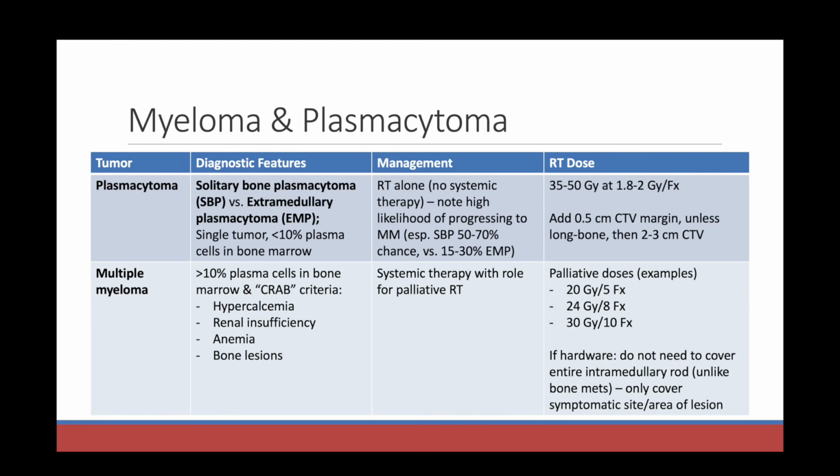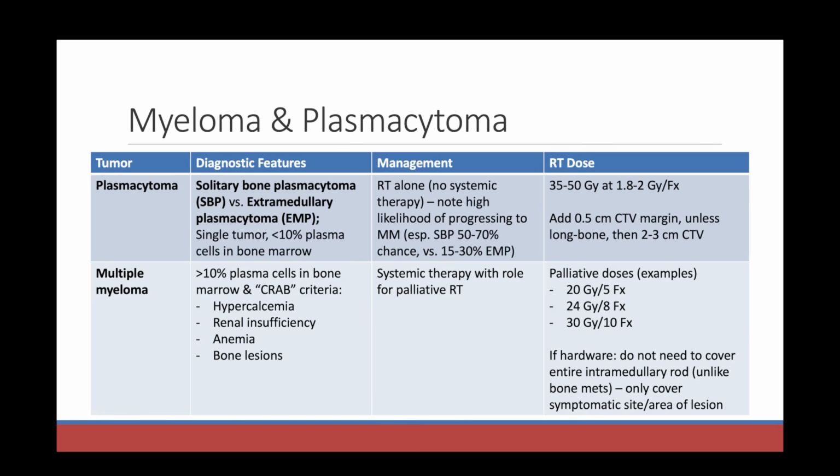Then we have myeloma and plasmacytoma. Plasmacytoma is a neoplasm of plasma cells, and it's often thought of as a precursor to multiple myeloma. The distinction between these two is that myeloma has over 10% of plasma cells in the bone marrow, and you meet those CRAB criteria, so hypercalcemia, renal insufficiency, anemia, and having bone lesions.